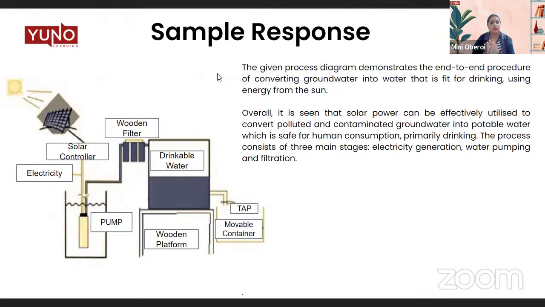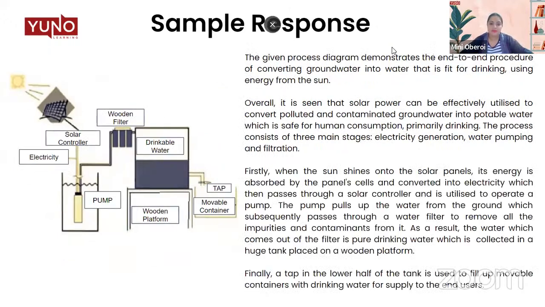All right, now let's move on to the major features. We have talked about the major features. We have also addressed that there are 3 major points here. What are the 3 major points? That electricity is produced, water is pumped, and then later it is filtered for human consumption. How do we elaborate these points? Let's have a look.